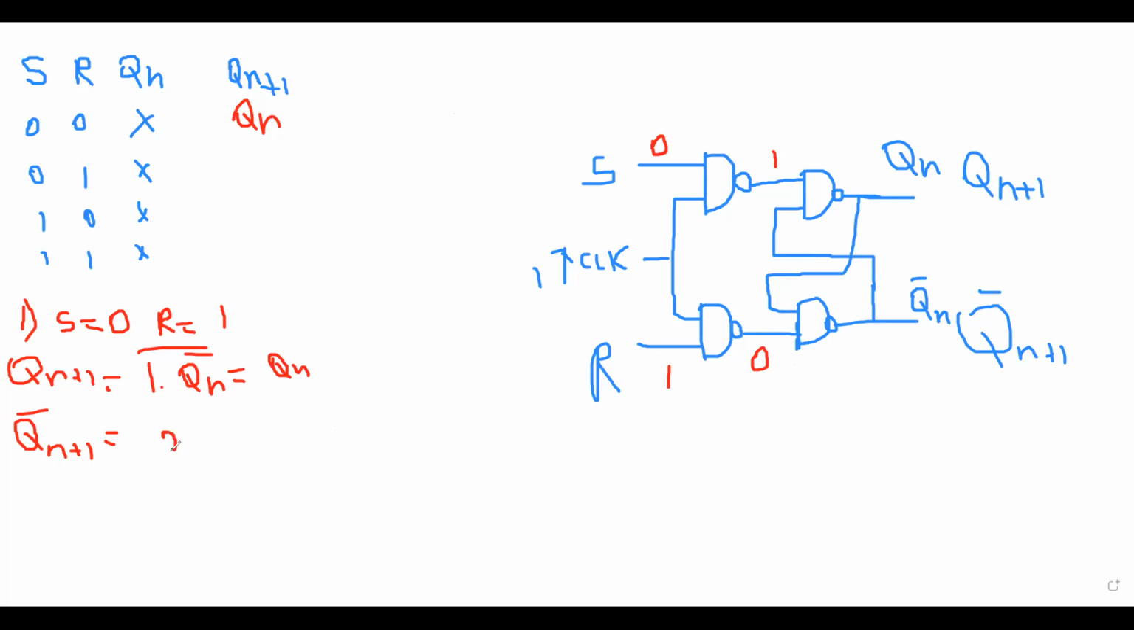Here 0 into Qn whole bar. 0 and anything is equal to 0. So 0 bar is equal to 1. Using this as reference, I can say the value for Qn is equal to 0. So it's a reset condition. Then I'll move to the third condition for our flip-flop.